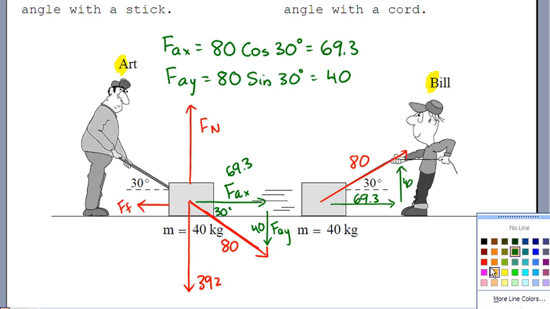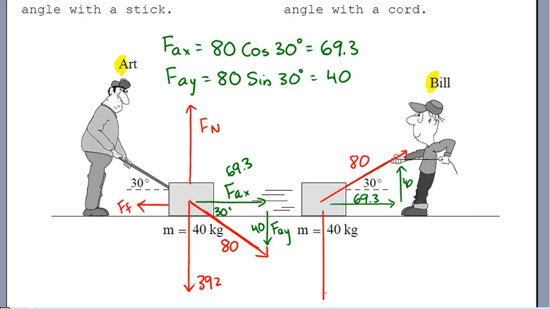His box also has some weight to it. There's the mg, 392. And now here's where it gets interesting. Bill's box is going to have a slightly different normal force.